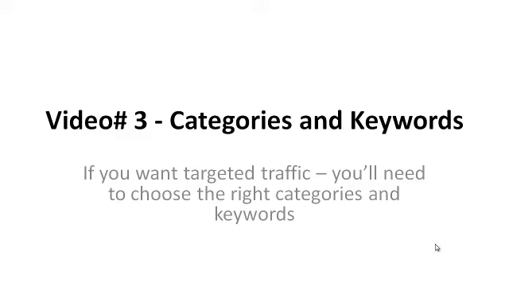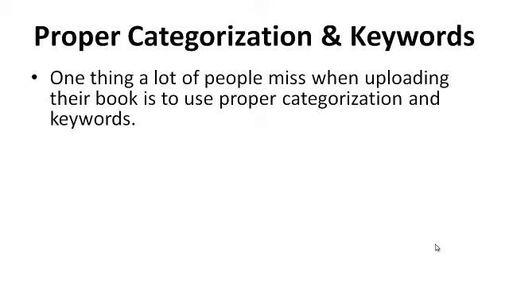If you want targeted traffic, you're going to need to choose the right categories and the right keywords so that your future potential buyers can find you easily. If you have the wrong categories and the wrong keywords, obviously those people who are interested in your book will not be able to find you. And that's one thing that a lot of people tend to miss.